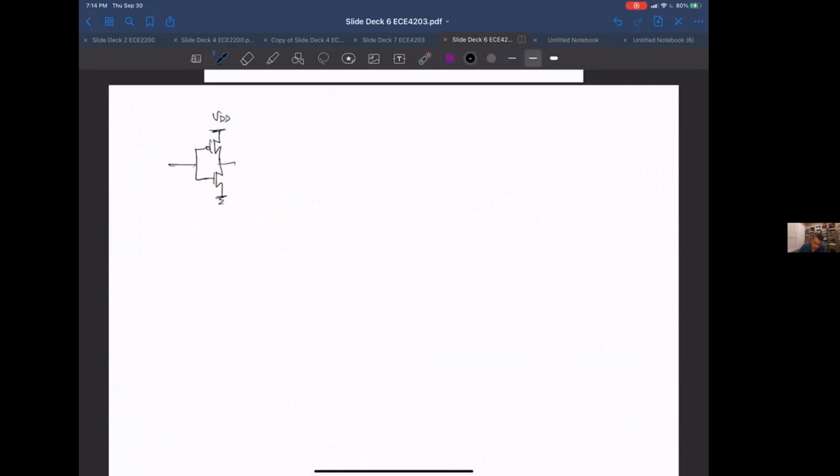So let's say I have an input and an output, and they're changing as a function of time. I guess the input is changing as a function of time. Say my input is going to do this.